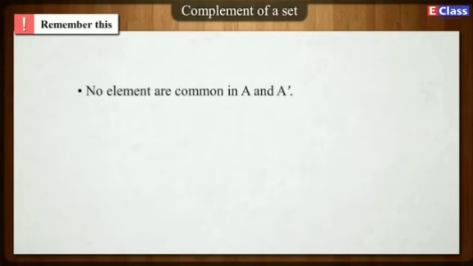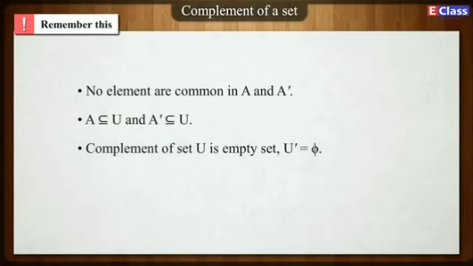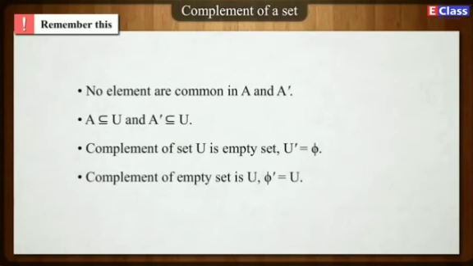Remember this. No elements are common in A and A complement. A is a subset of U and A complement is a subset of U. Complement of set U is empty set. That is, U complement is equal to phi. Complement of empty set is U. That is, phi complement is equal to U.